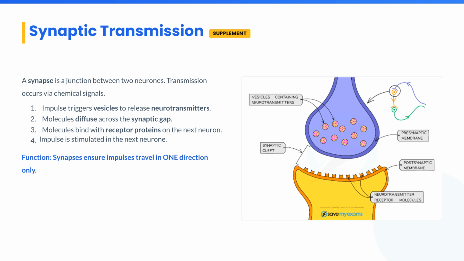Synaptic transmission is the process by which impulses are transferred across a synapse, the junction between two neurons. It involves neurotransmitters diffusing across the synaptic gap to ensure impulses travel in one direction.